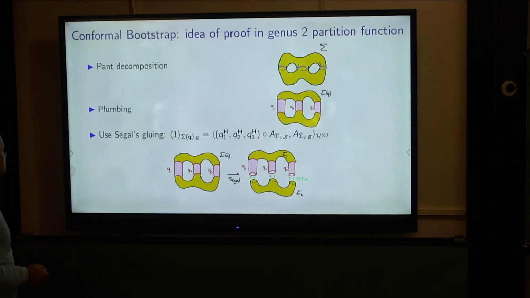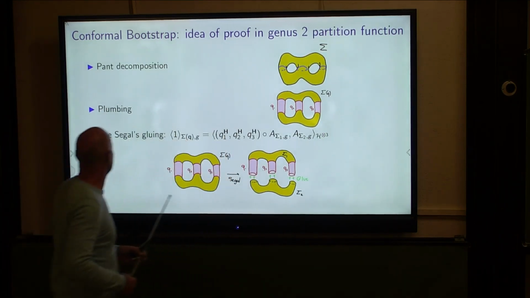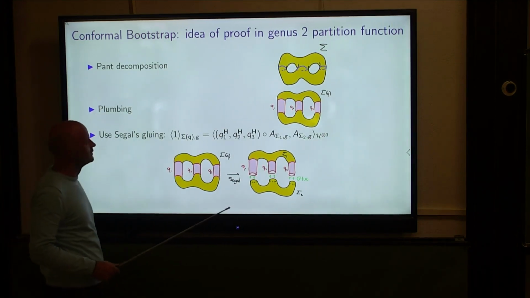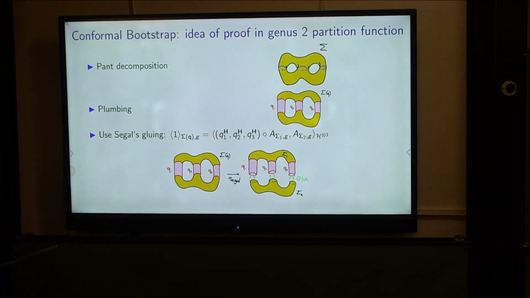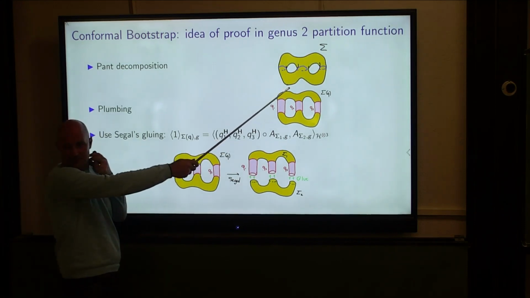Okay, so now let me explain how you end up with the bootstrap formula. So you start from a surface in your space of surfaces. I took a simple case, the genus 2 partition function. I want to compute the partition function of this surface.